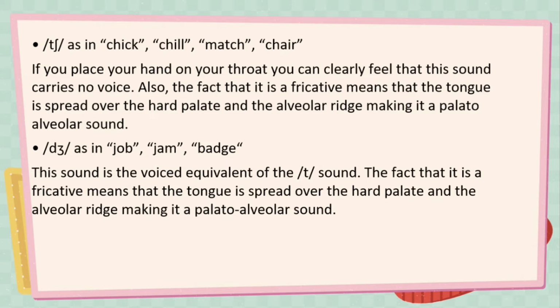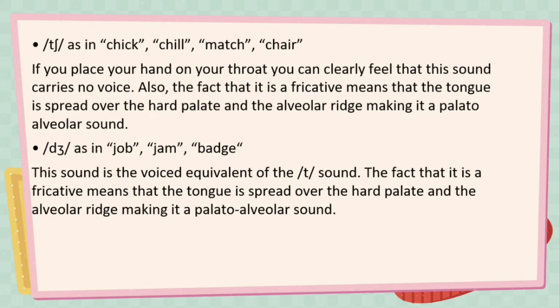Ch, ch, as in cheek, chill, match, chair. If you place your hand on your throat, you can clearly feel that this sound carries no voice. Also, the fact that it is an affricate means that the tongue is spread over the hard palate and the alveolar ridge, making it a palato-alveolar sound.